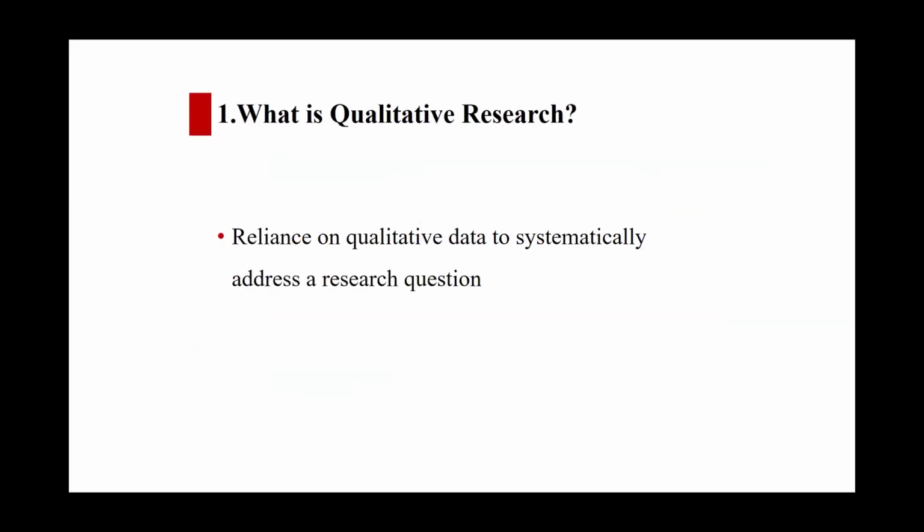So what is research? Research is a systematic application of rigorous methods to gather information to explain a social phenomenon. Qualitative research is using qualitative data and approach to address a research question. Qualitative literally means the quality of things. That is different from quantitative, which is measured by quantity or number.